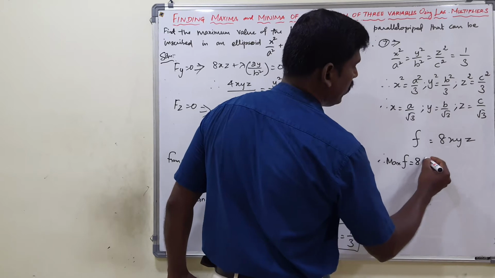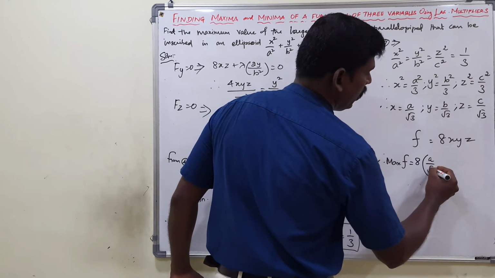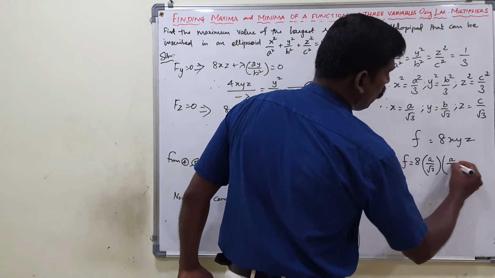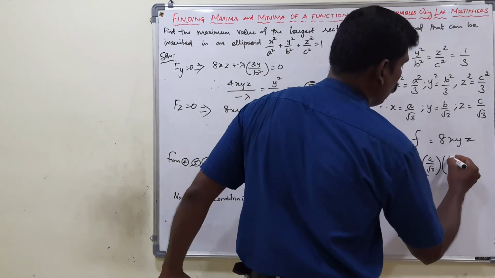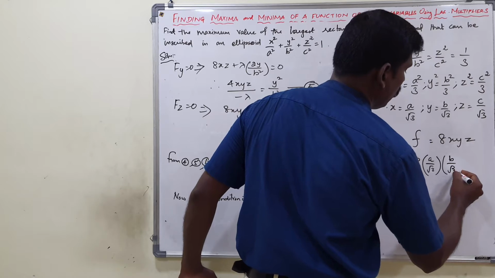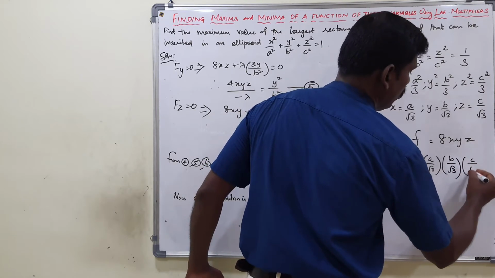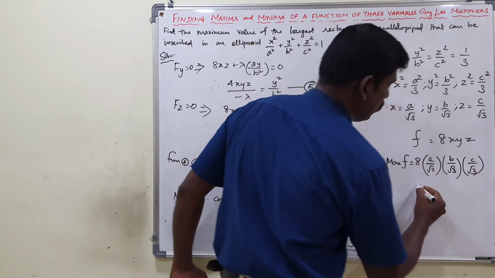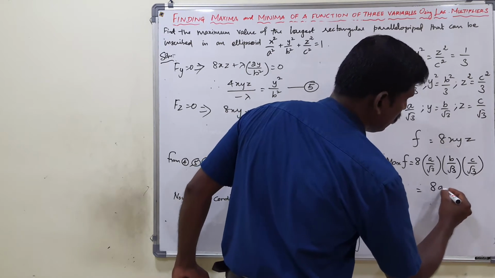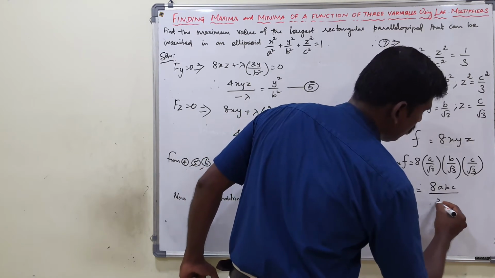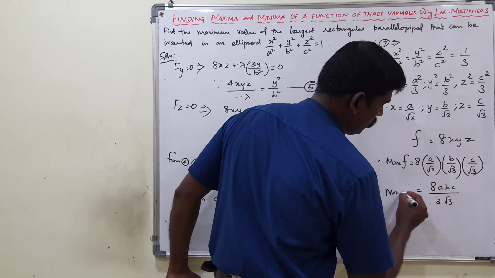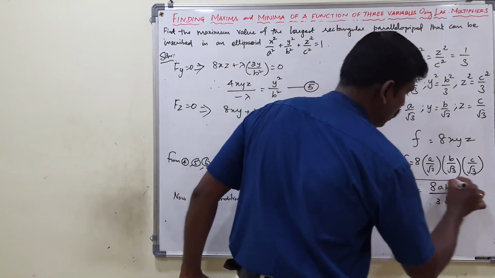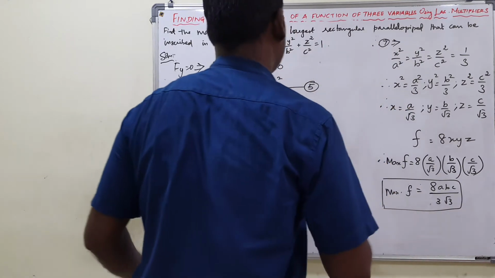You can get 8 into a by root 3 into b by root 3 into c by root 3. That is equal to 8abc by 3 root 3, which is the maximum volume. That's all. That is the answer for the given problem.